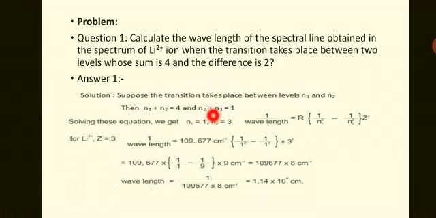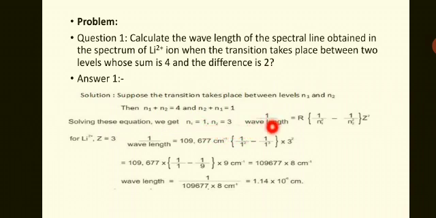Here it is n2 minus n1, and the difference is 2. So here in place of plus you can write minus, and in place of 1 you have to write 2. So solving these equations we get n1 is equal to 1 and n2 is equal to 3.